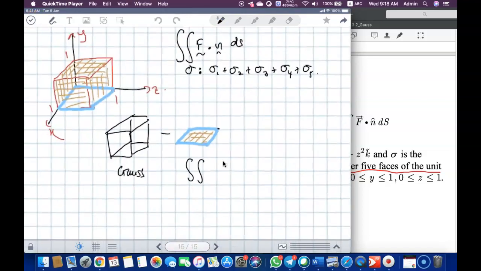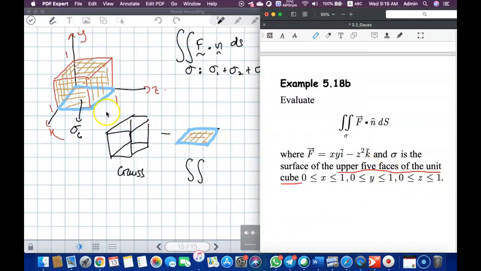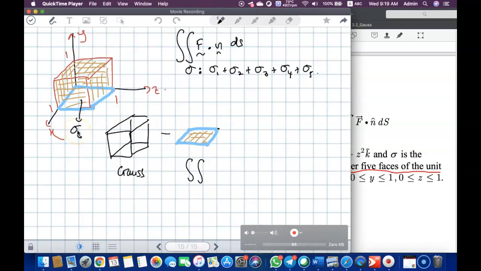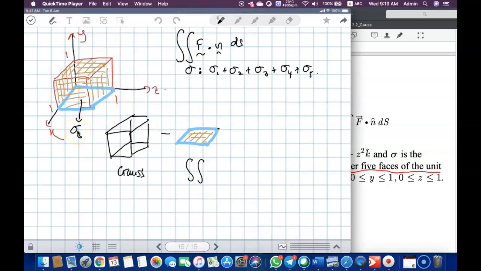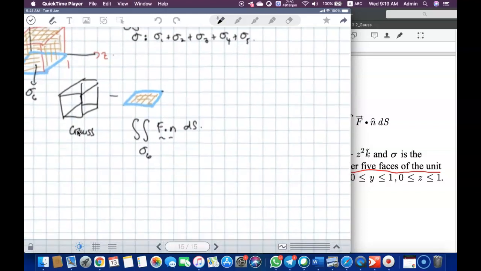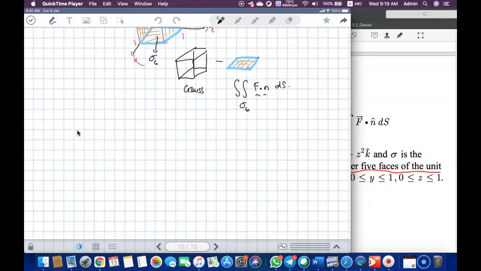So let's say this one, I call this surface sigma 6. Sigma 6 is not part of the upper 5 faces. Okay, it's not. So you have to just compute the surface integral for sigma 6. Yes, okay. So now, firstly, let's say I call this A. I want to compute for A.